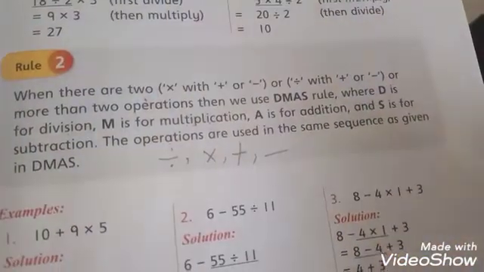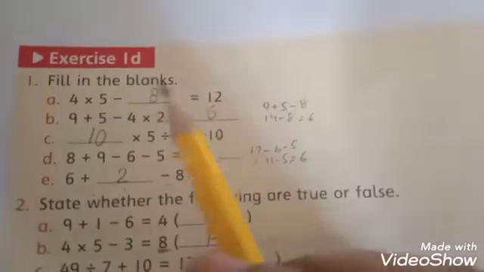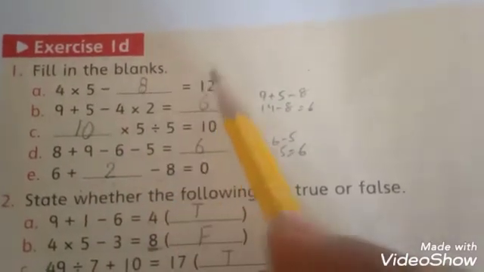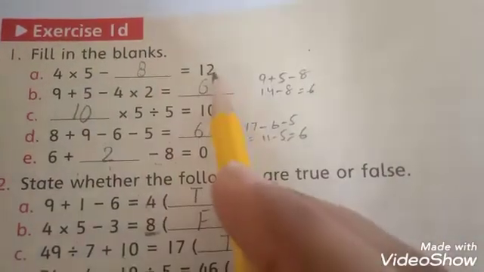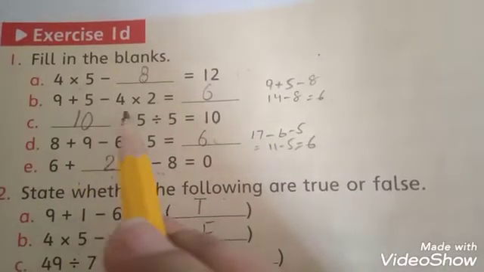Now I am going to solve exercise 1T at page number 18. Fill in the blanks. 4 multiply 5 is 20. 20 minus dash is equal to 12. We subtract 8 from 20, then we get answer 12. So we write here 8.